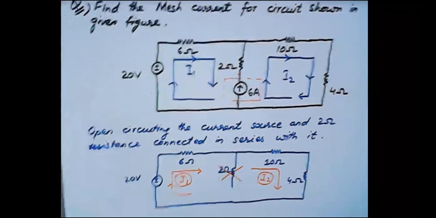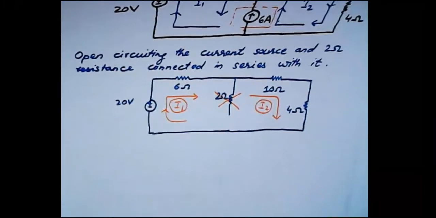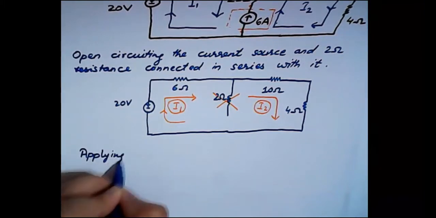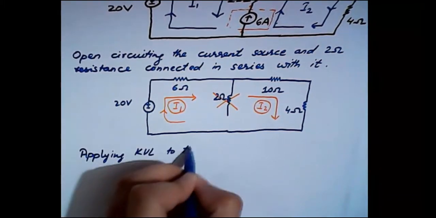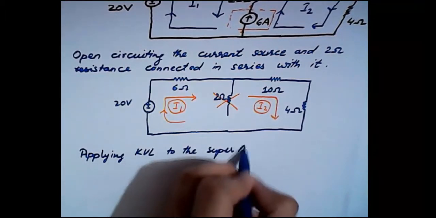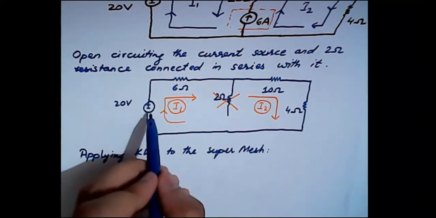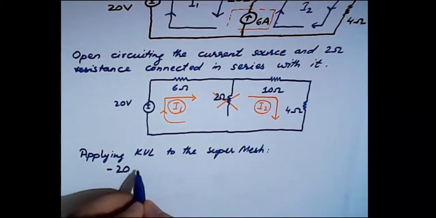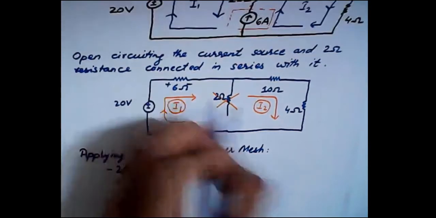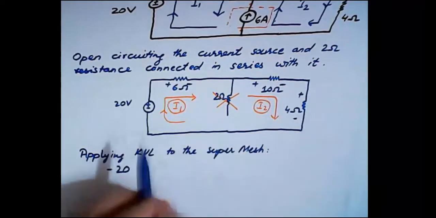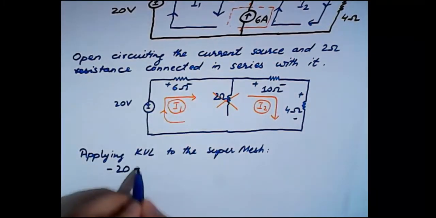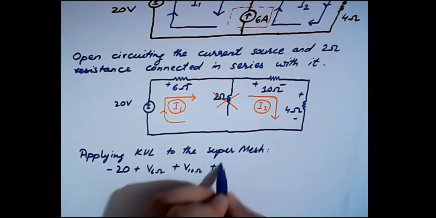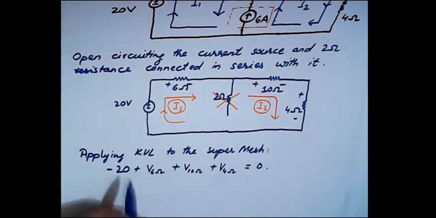Now the next step that you need to follow is applying KVL to the super mesh. Clear? You can see that here the current is entering the negative terminal of the source, so it will be minus 20, and the polarities that we have not defined here, let's define them. Plus V6 ohms plus V10 ohms plus V4 ohms is equal to 0, right?